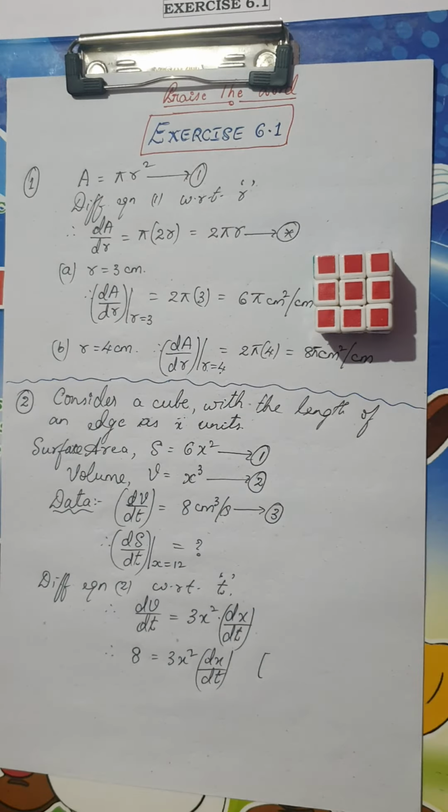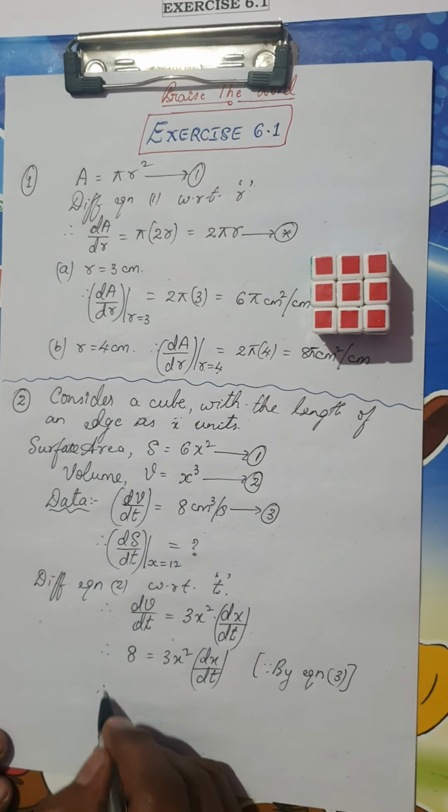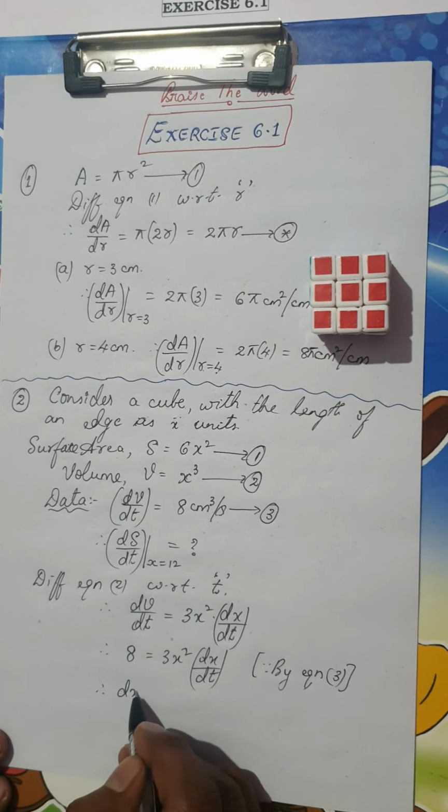By equation 3. I am using equation 3 here. So, therefore, dx by dt would be 8 divided by 3x square. Let me take it as equation 4. I wanted dx by dt, I have got it.